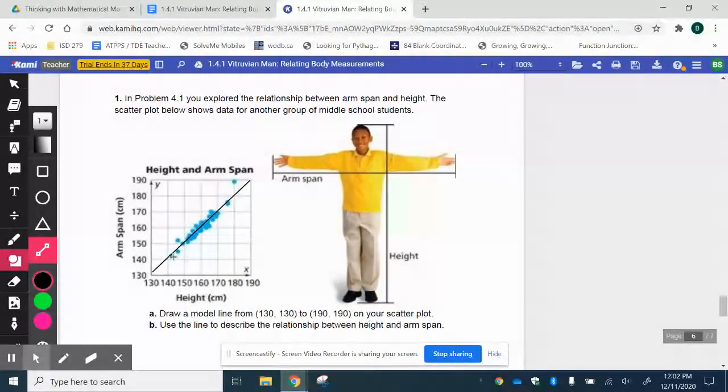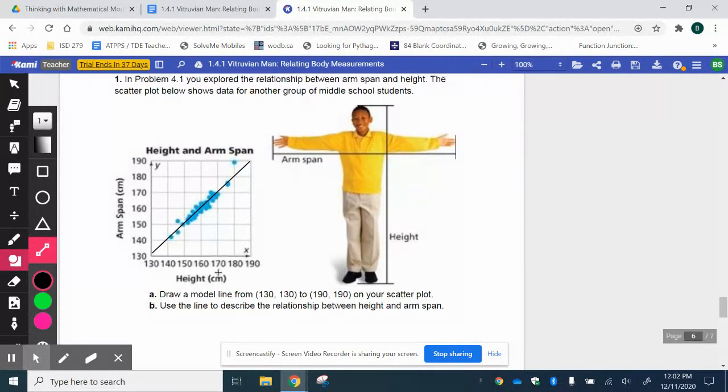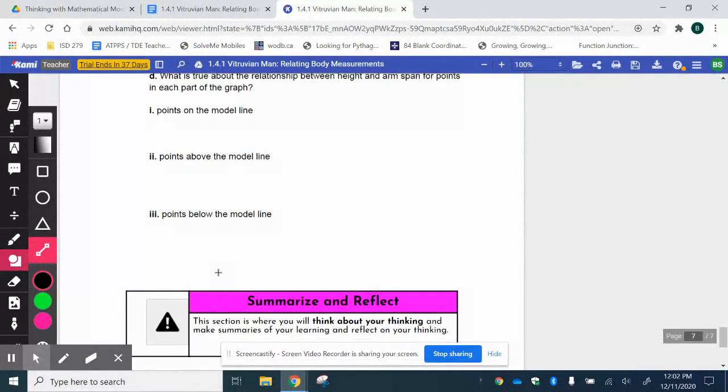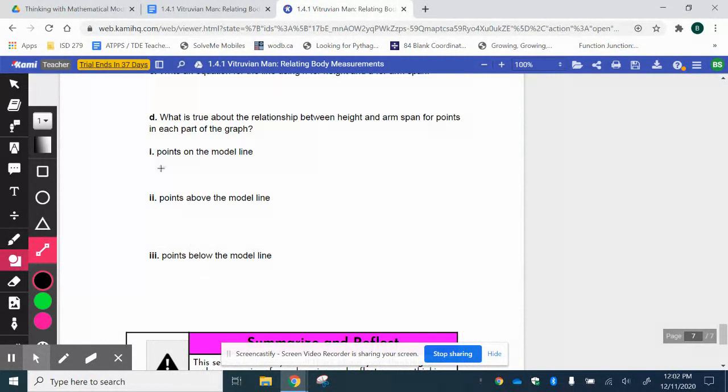And then points below the line. So points below the line underneath this line going through the middle. What is true about those points? What is true about all of those points related to where they are on the graph?